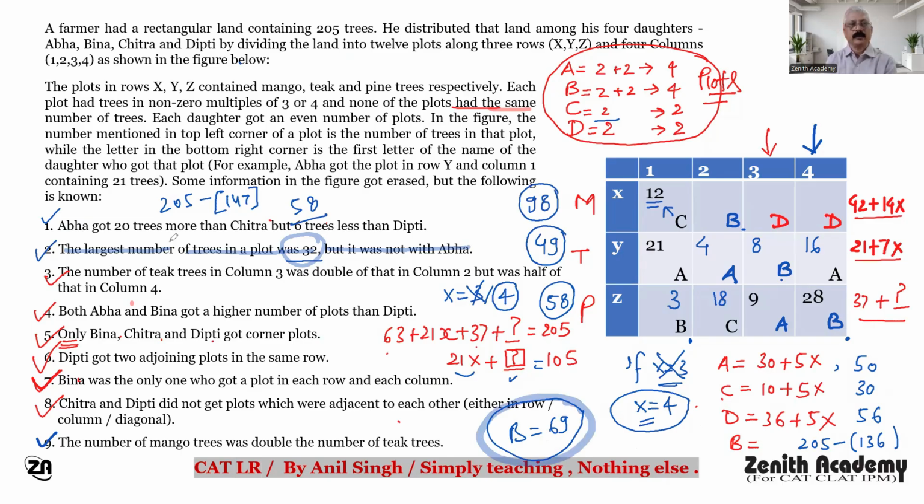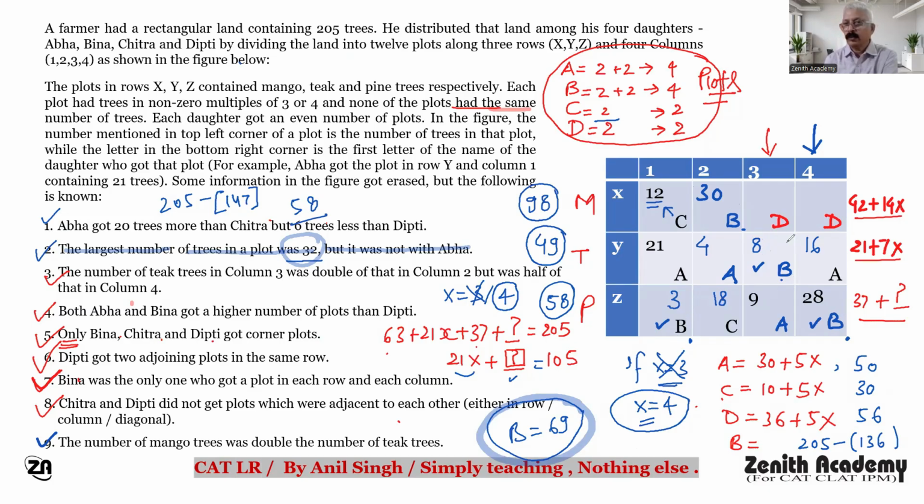Okay, and now see, B is 3, 28 and 8. So 3 plus 28, 31, 31 plus 8, 39. So 39 plus 30 is equal to 69. So here it is going to be 30. Right? It is 30.